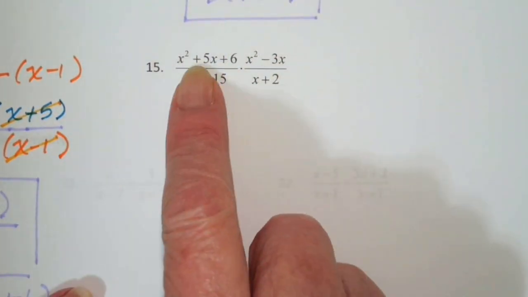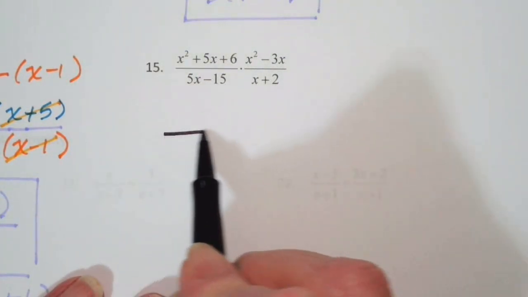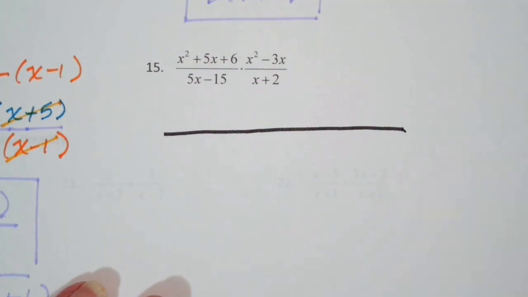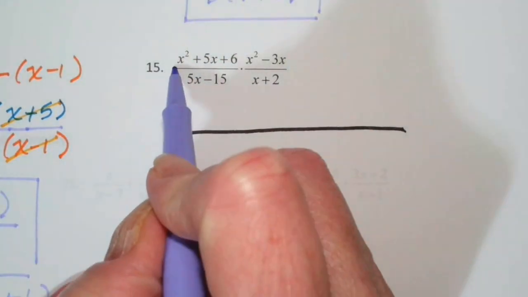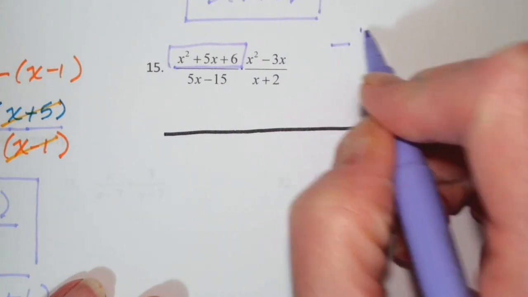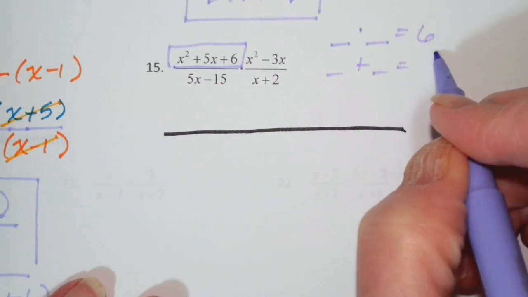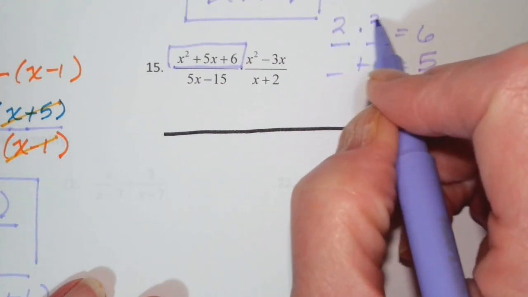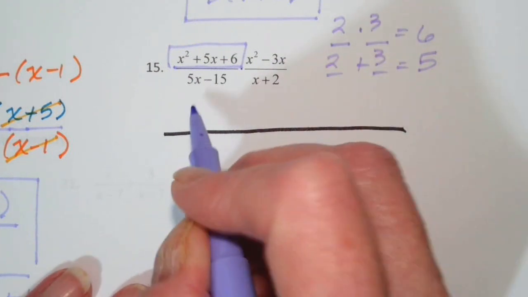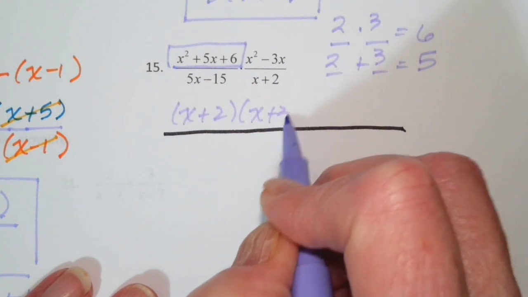15 is the same. Trinomial, binomial, binomial, binomial. I've got to factor everything before I can even think about canceling stuff out. Okay, so it's going to be a long one. All right, so x squared plus 5x plus 6. I'm looking for two numbers whose product is 6 and whose sum is 5, and that is 2 and 3. So this factors into x plus 2 times x plus 3.